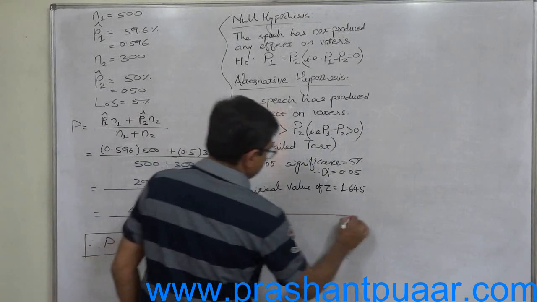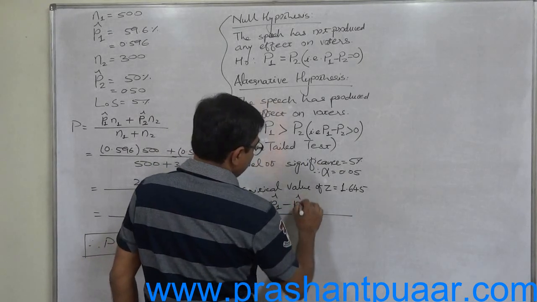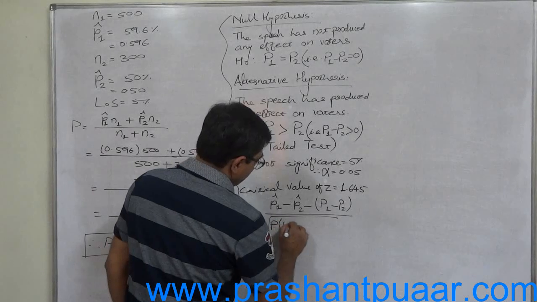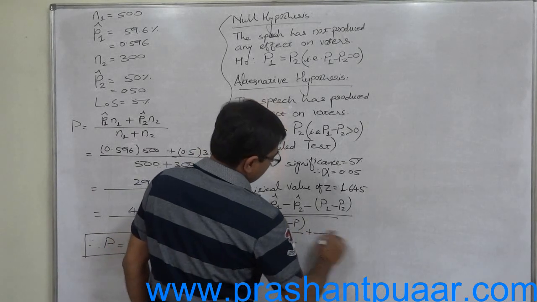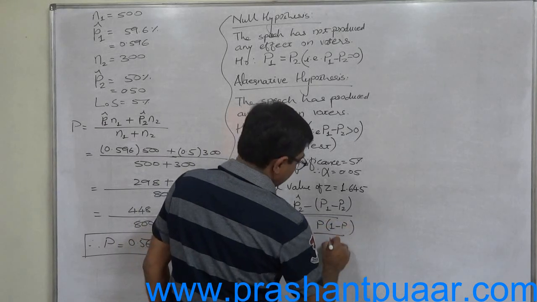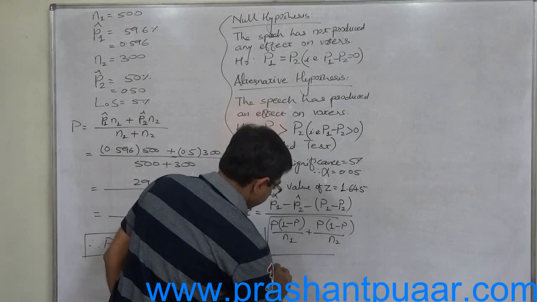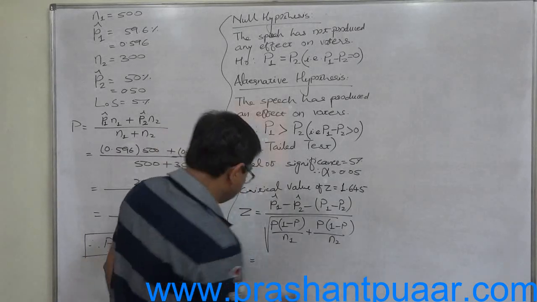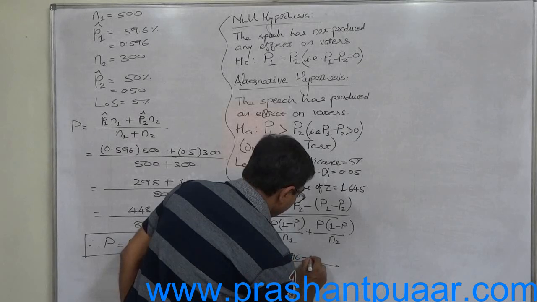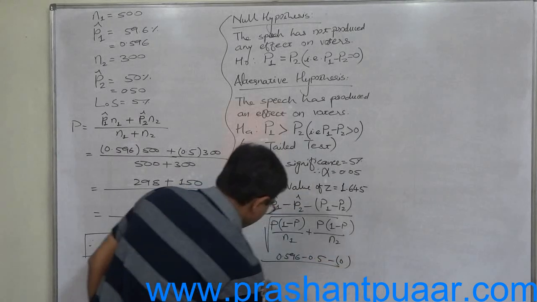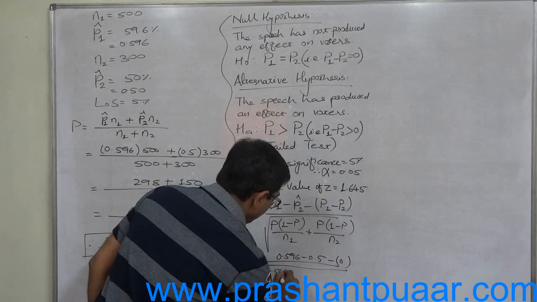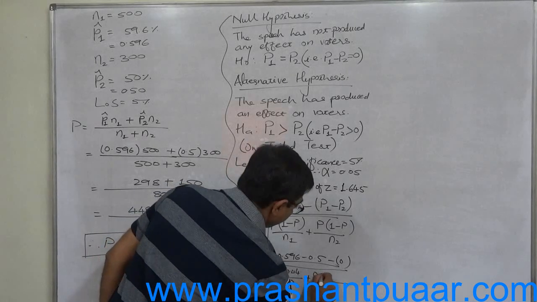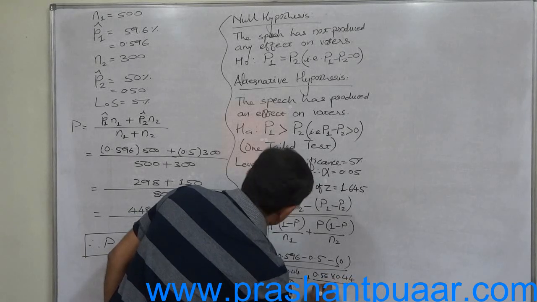Now calculation of Z: P cap 1 minus P cap 2, minus P1 minus P2, upon the square root of capital P into 1 minus capital P divided by N1, plus capital P into 1 minus capital P divided by N2. So, the proportion is 0.596 minus 0.5 minus 0, upon the square root of 0.56 into 0.44 divided by 500 plus 0.56 into 0.44 divided by 300.